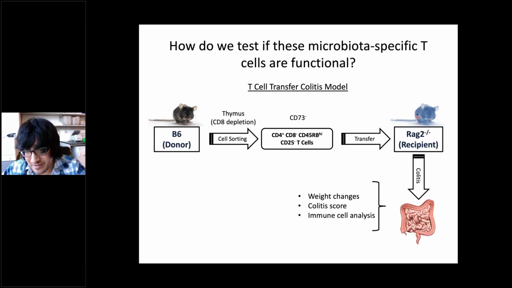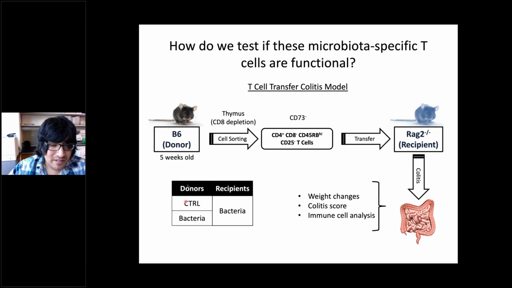And after transfer, we're going to follow these mice for a few weeks, and then we're going to assess weight changes, colitis score, and basically analyze the immune cell landscape that happens after transfer. And just to be clear, our comparison is going to be mainly the donors, so basically mice that were not colonized with SFB versus mice that were colonized with SFB, and the recipients are going to be all colonized with SFB.